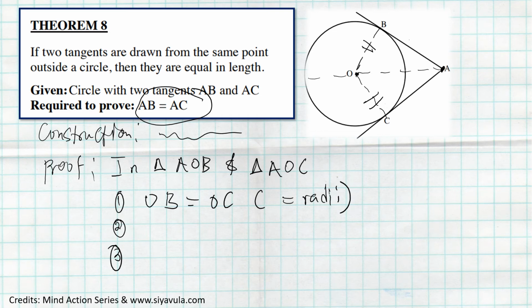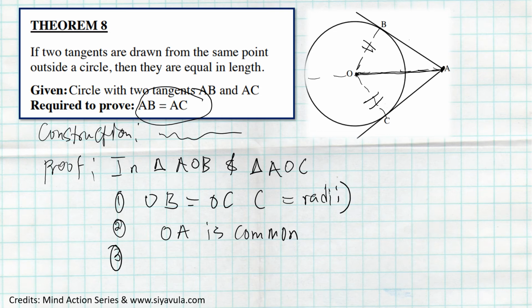What can we identify again? Can you see that OA is common? Line OA is common on both triangles. It's common on triangle AOB, and it's also common on triangle AOC, right? OA is common. Lastly, we just learned theorem number 7, and it says something interesting.